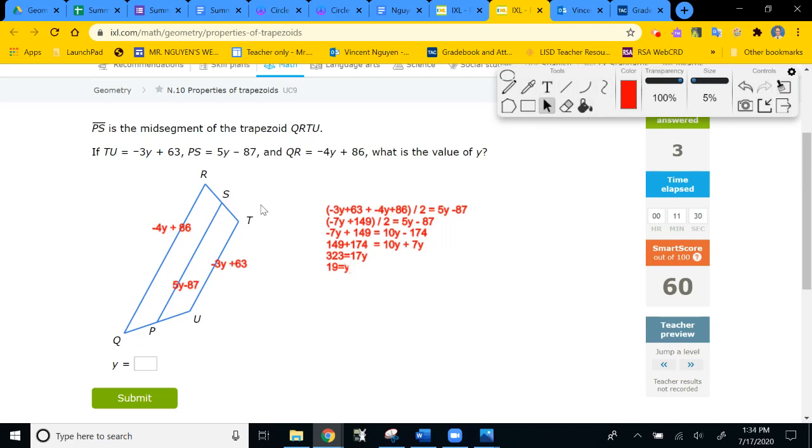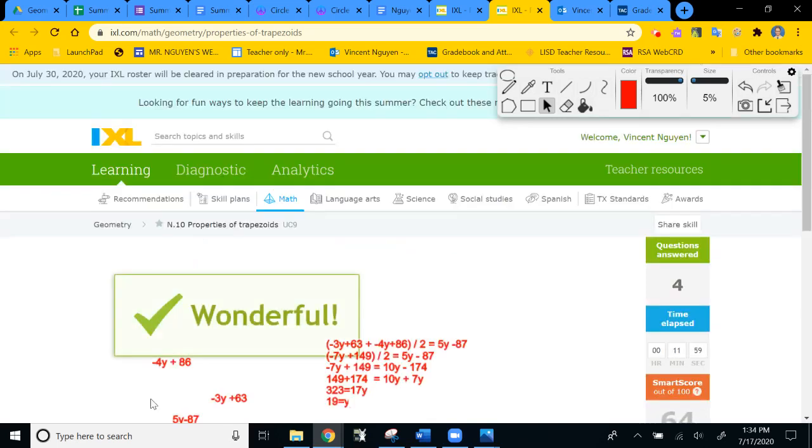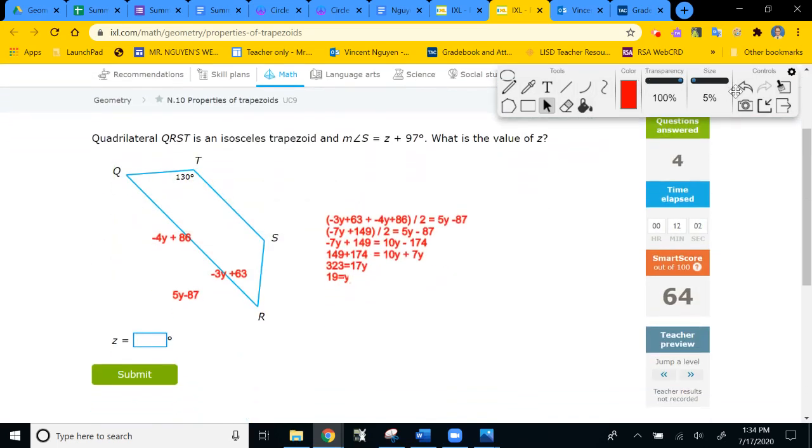Okay, so let's walk through this problem really quick. First, I label my picture, and I know to use the property that says the two bases added together, divided by 2, give me the median one, and I plug that in, and I simplify my expressions. I get rid of this fraction by doubling the other side, and then I just solve my equation. So I get 19. Submit. Very cool.